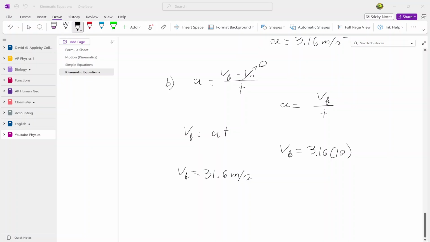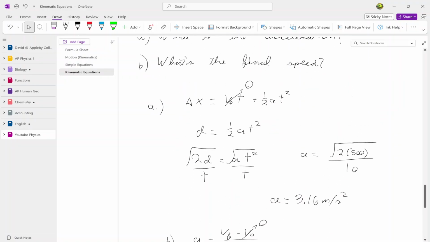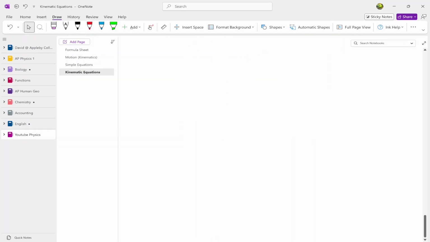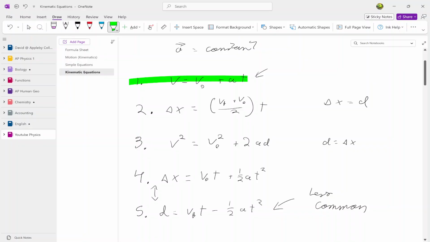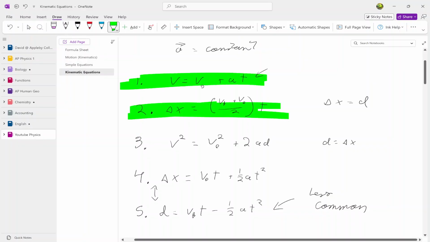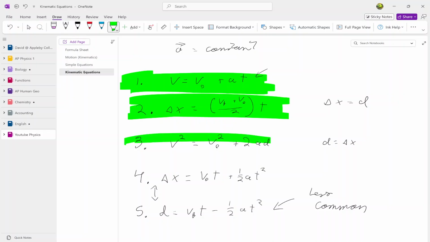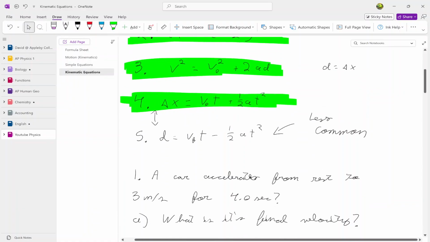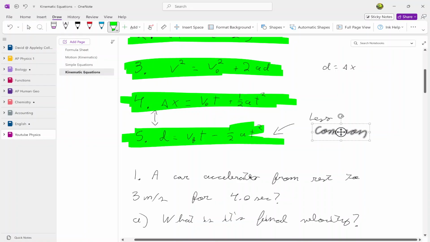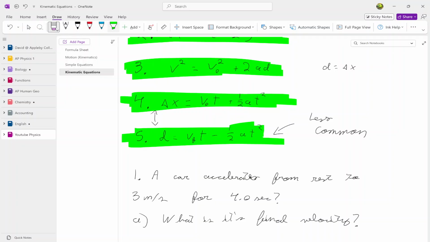So we can just do a few more. Okay, what number are we on? 4. Here, let me just highlight these so they're easier to find. There we go. All right.